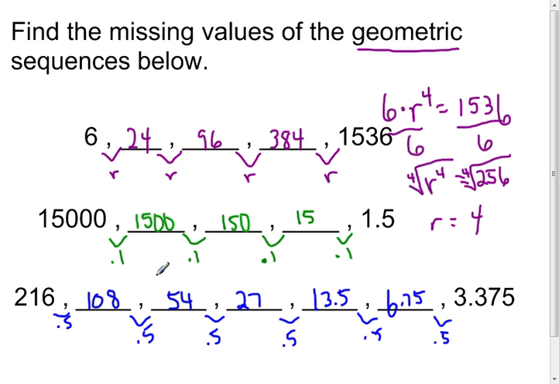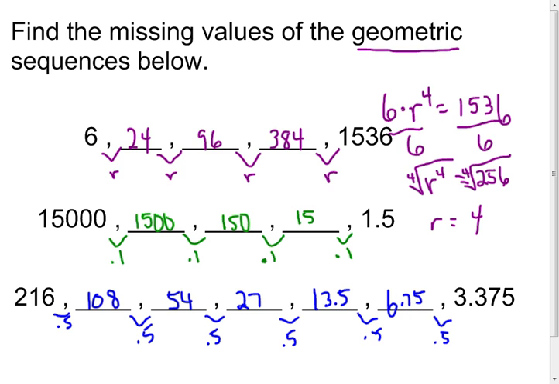Okay, so via magic, here are the answers. The rate in this one was 0.1. So the second term is 1500, the third term is 150, the fourth term is 15. And in the last one here, the rate was 0.5 or 1/2. And the first was 216, second was 108, 54, 27, 13.5, 6.75, and 3.375.